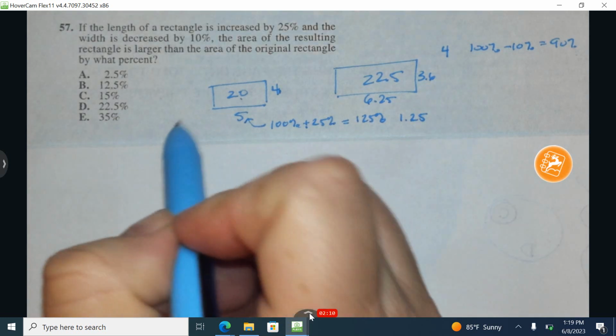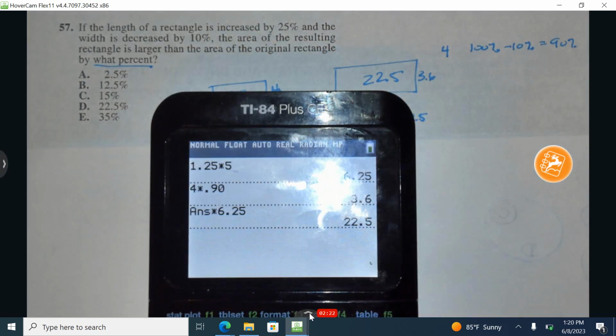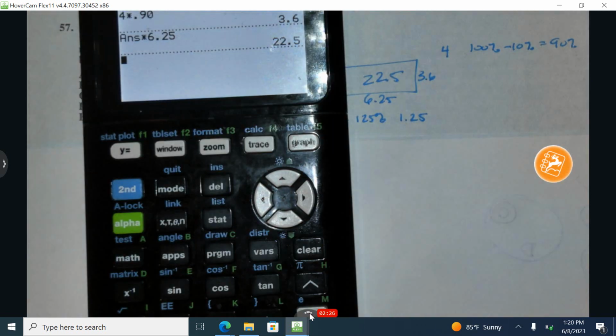So now what does this question ask us? It asks us to describe the difference in the percentage from the larger triangle to the smaller one. Okay, so here's the area of the larger, here's the area of the smaller. So I'm going to divide it, 22.5 divided by 20.